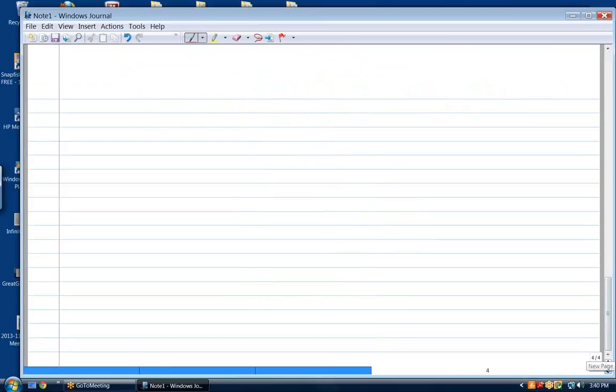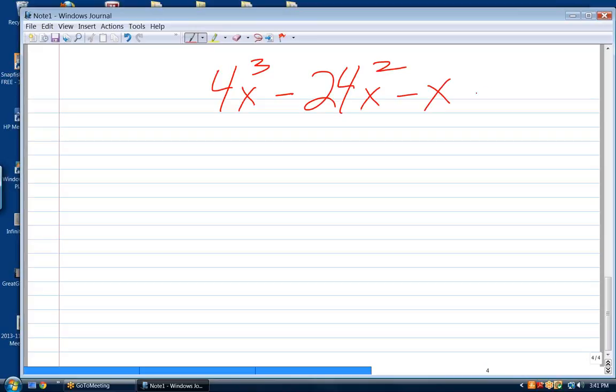And then my next one was also find the zeros of this equation, and it's 4x cubed minus 24x squared minus x minus 6. All right.